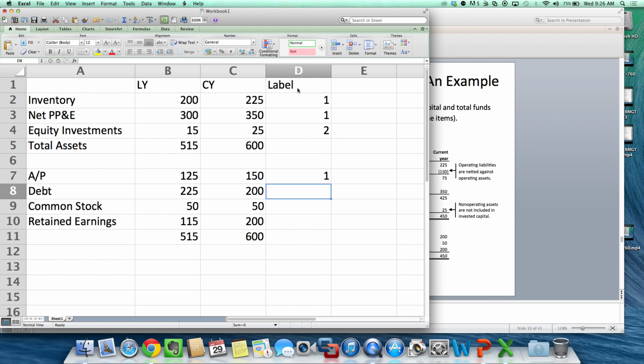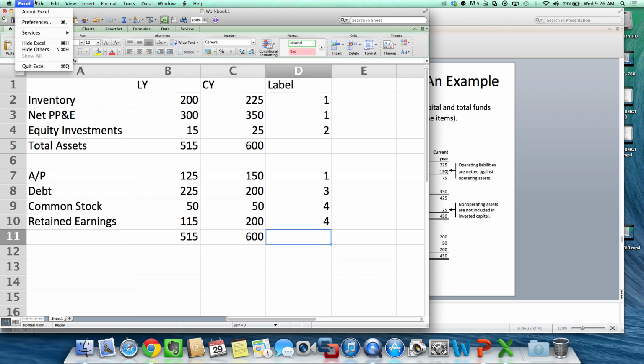Interest-bearing debt, bank debt. 3. Anything that's interest-bearing debt is debt. It's 3. Common stock at par value. 4. It's equity. Retained earnings. 4. It's equity as well. Right? So again, very simple balance sheet. We've just labeled it really quickly.